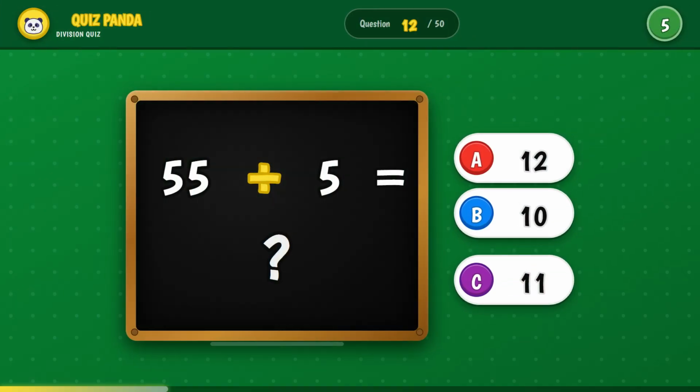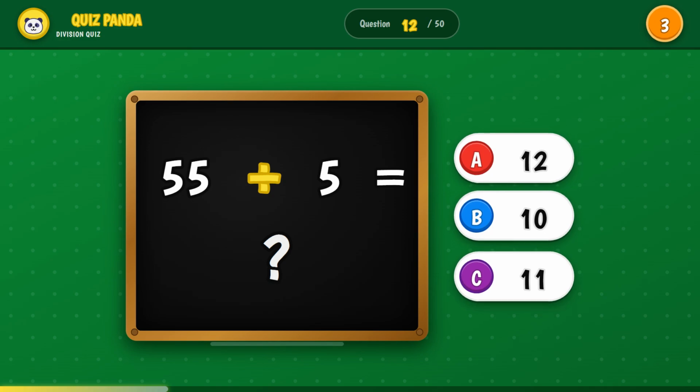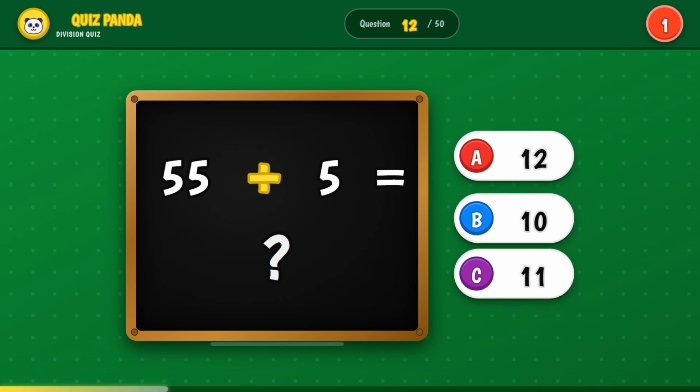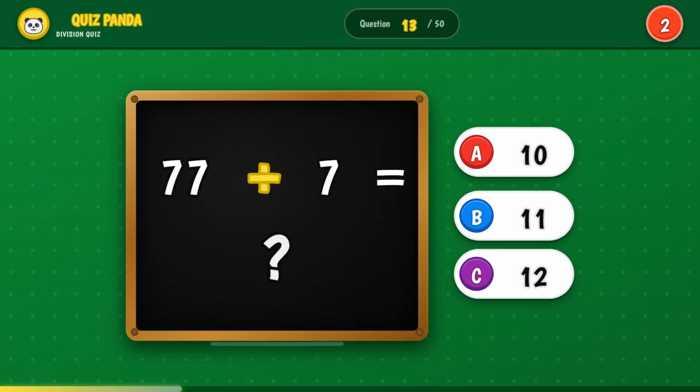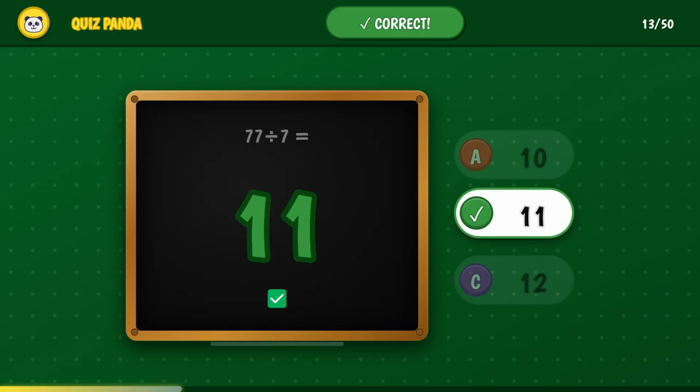Question 12. 55 divided by 5. What's the answer? The correct answer is C, 11. Question 13. What is 77 divided by 7? The correct answer is B, 11.